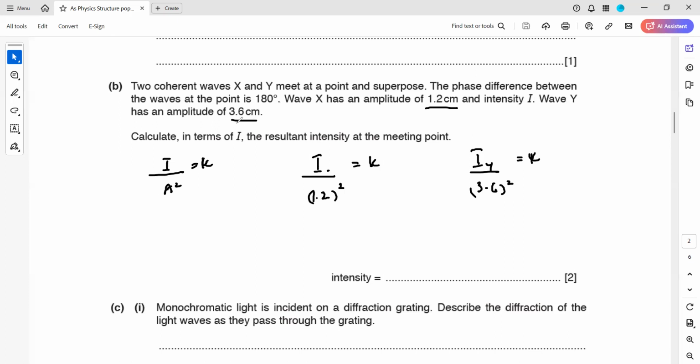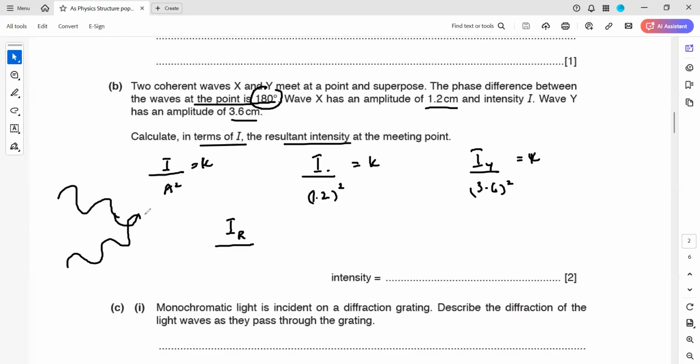Now, in the question, we need the resultant intensity in terms of I. What will be the resultant intensity? As I mentioned, the two waves are 180 out of phase, so they will try to cancel out the effect of each other. Whenever the phase difference or the angle difference is 180, the two waves try to cancel out each other at that point. So if we want to write an equation for the resultant intensity, the resultant intensity, say IR, will be equal to what?